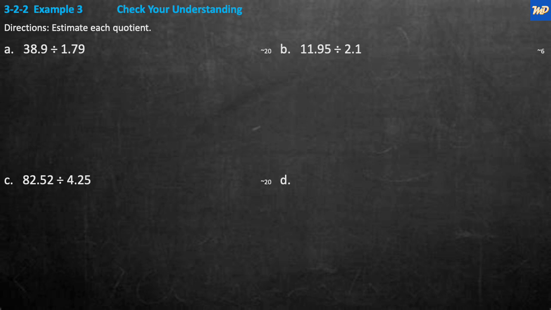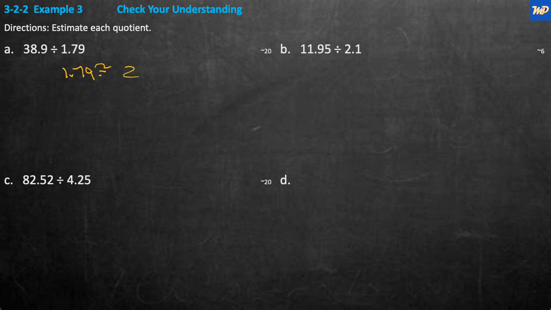So problem A says we have 38.9 divided by 2.79. So the quotient rule that we have is to round the divisor first. So that says take the 2.79 and we're going to round it to, it's going to be approximately what? This will round up to a 2.